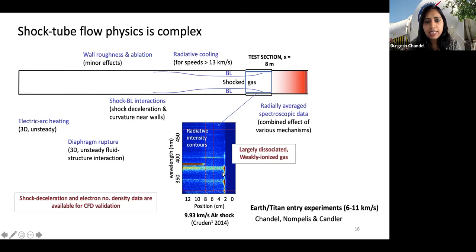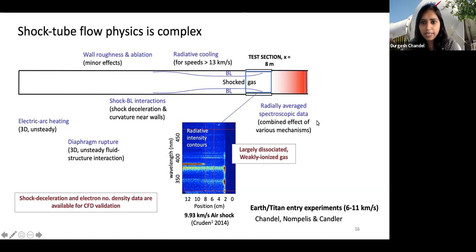Given the radiative intensity in different wavelength regimes, people can identify different species and their concentration, the location of the shock front, etc. So from the test, we have the shock deceleration along the tube and also electron number density data at the test section of the shock gas. There is a huge range of data available for a variety of test conditions for Jupiter, Mars, Titan, all the speeds, etc.